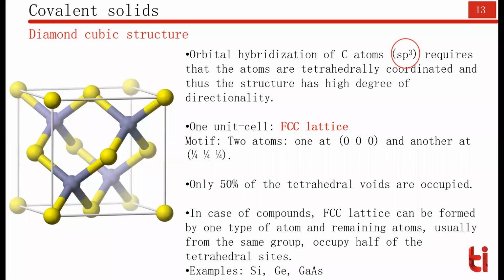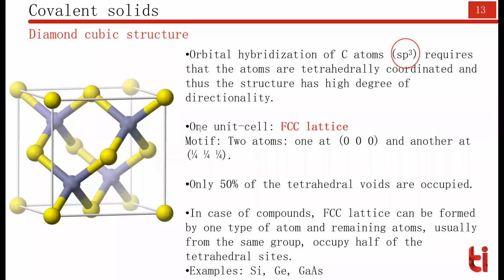So what are the motif positions? As I said, we have 2 different types of atoms, one sitting at the lattice position and the other one sitting at the tetrahedral positions. We have discussed this previously.